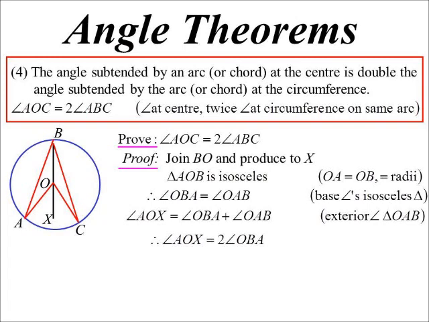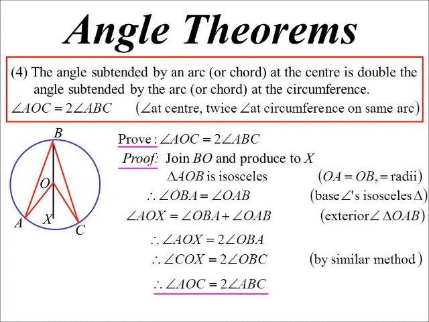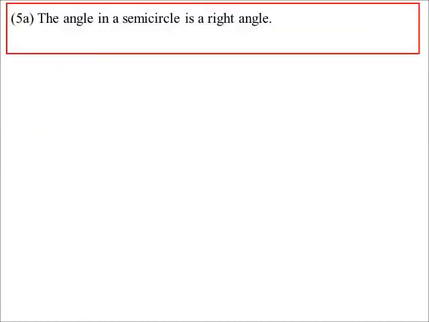Now, of course, I could do exactly the same thing with triangle BOC. I won't go through that whole proof again because it would be exactly the same proof. I'll just say angle COX would be twice OBC using a similar method. Well, AOX and COX add together to give AOC, and OBA and OBC add together to give ABC, so AOC is twice ABC.